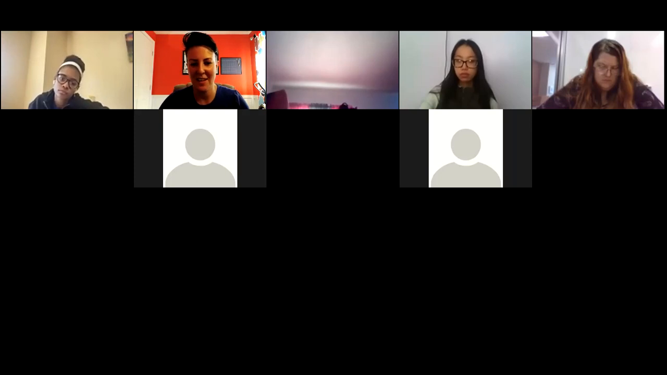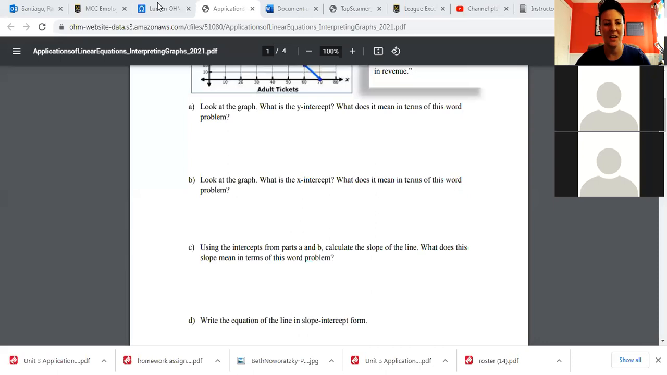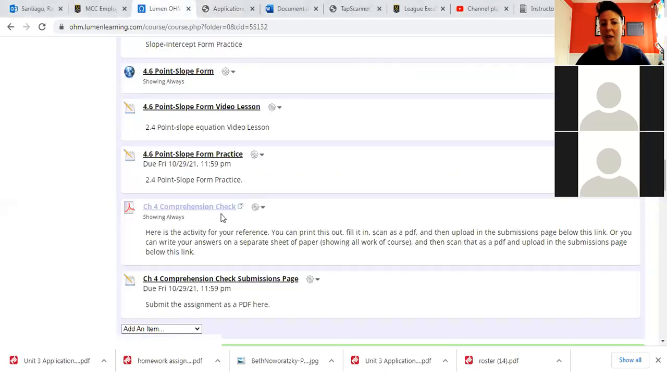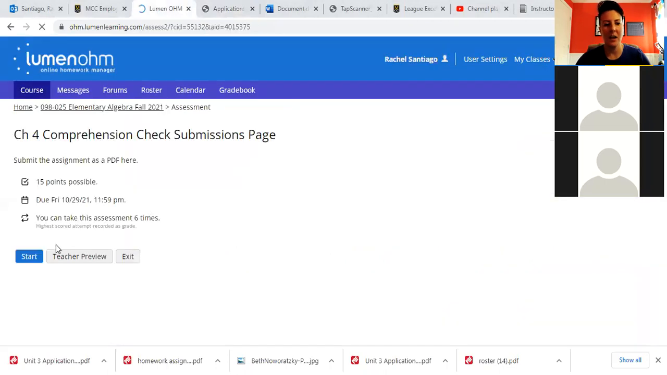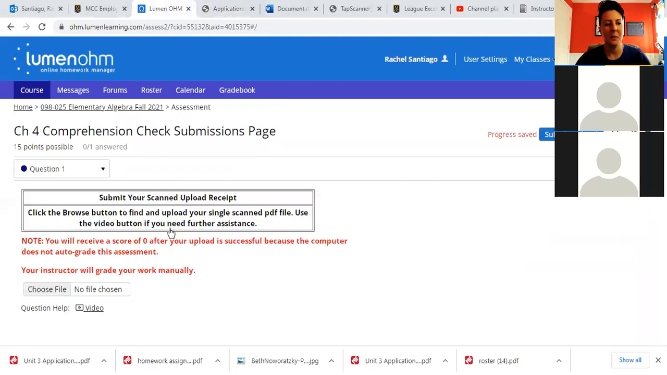So you submit it on the submission page and in the grade book. Right here is where you'll find that comprehension check, and this is where you're going to submit it. If you click this link and then say start, it says submit your scanned upload receipt. So you're going to choose your file, which you'll scan and send to your computer, and then it'll upload.